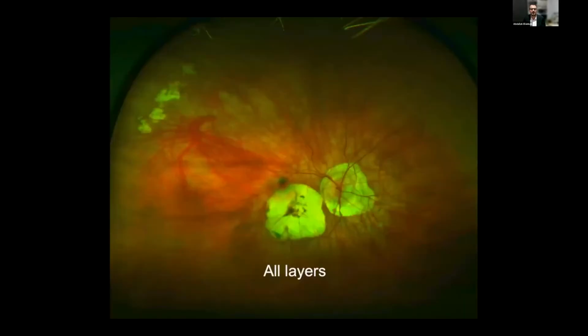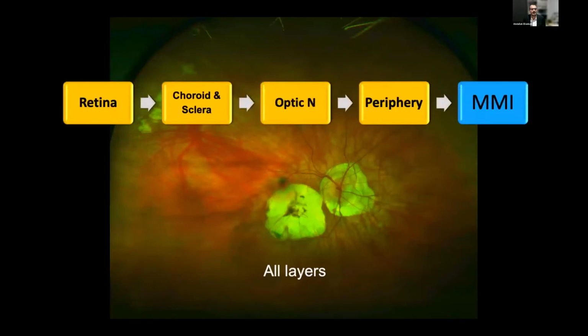So in summary, especially with highly myopic cases, we need to have a protocol in our mind, looking into all the layers and utilizing multimodal imaging in our analysis.